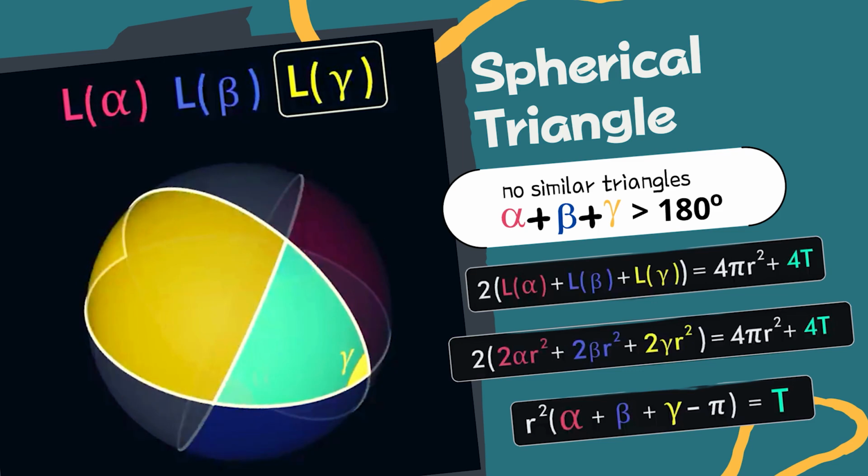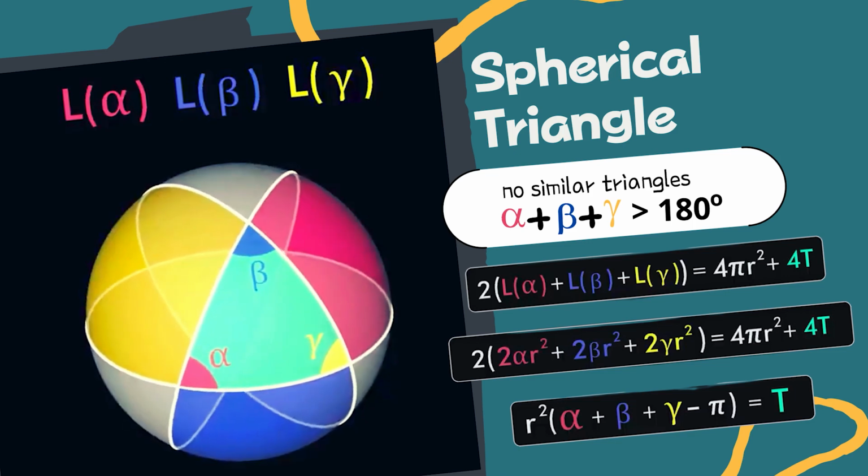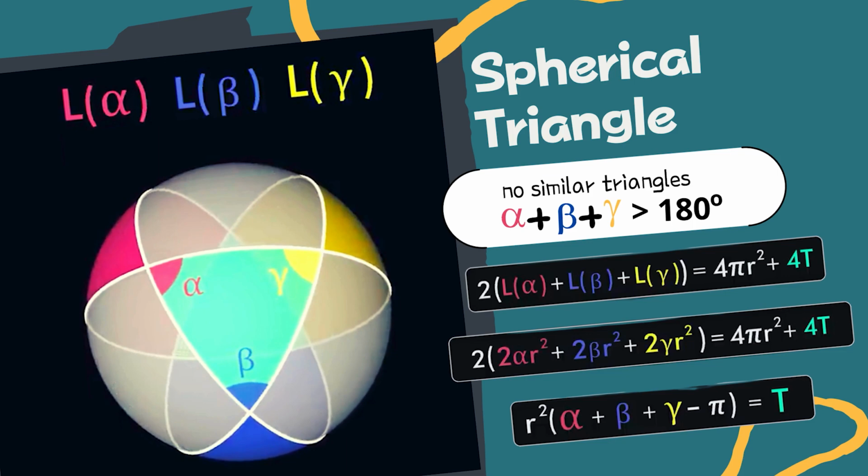The area of a triangle on a sphere of radius 1 is related to the sum of its angles alpha, beta, and gamma by the Girard formula, which is equal to alpha plus beta plus gamma minus pi, and is measured in radians.